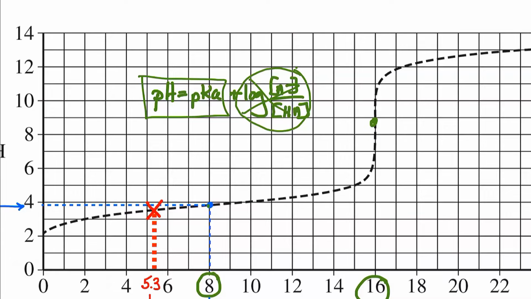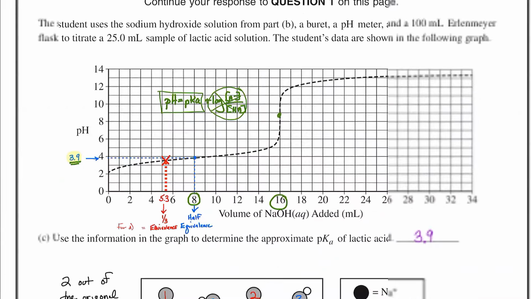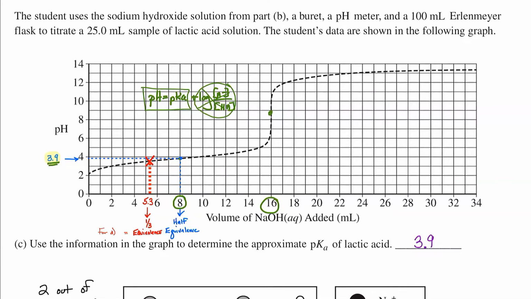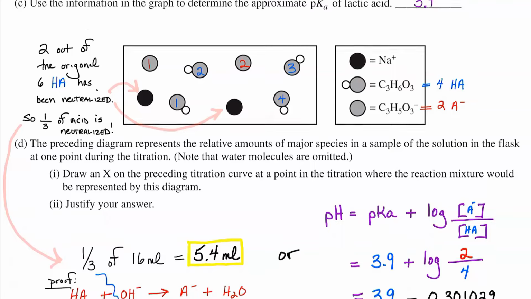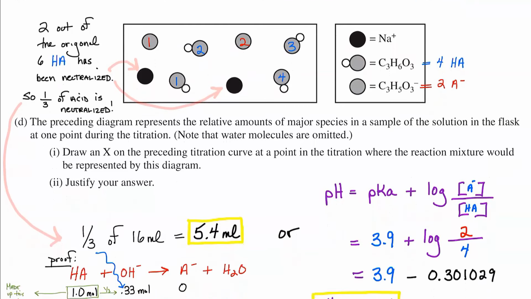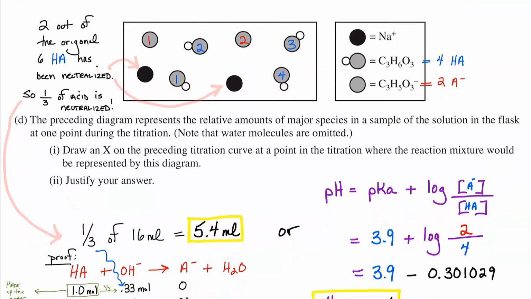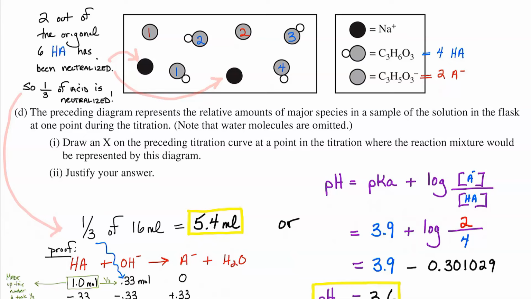Very, very common question and one that a lot of people get wrong. I don't know why. The next question is something I really, really like. One of my favorite questions on the AP FRQ. In letter D, or 1D, the preceding diagram represents the relative amounts of major species in a sample of the solution in the flask at one point.